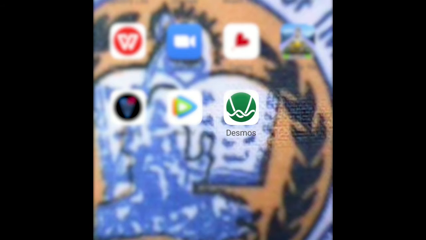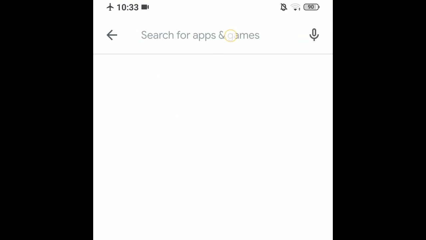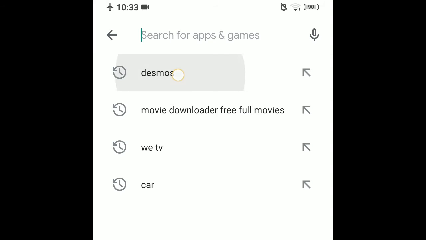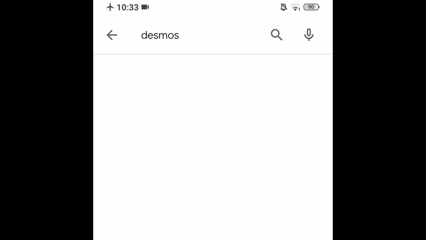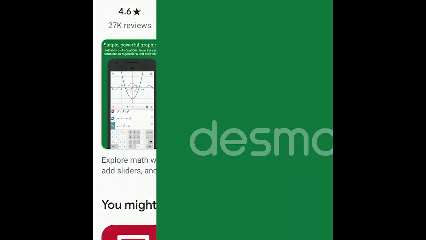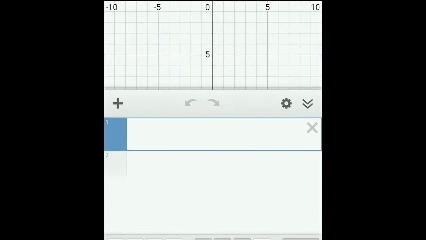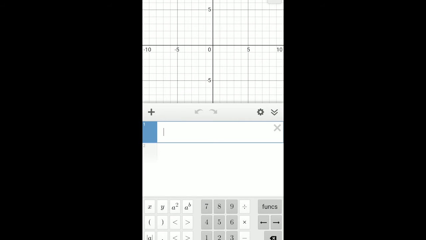To check your graph, you have to download the app Gizmos. Search for it in your Google Play Store, and then search Gizmos. If you already downloaded it, open it now. Then search the given function. Example number 1 is 7 over x.